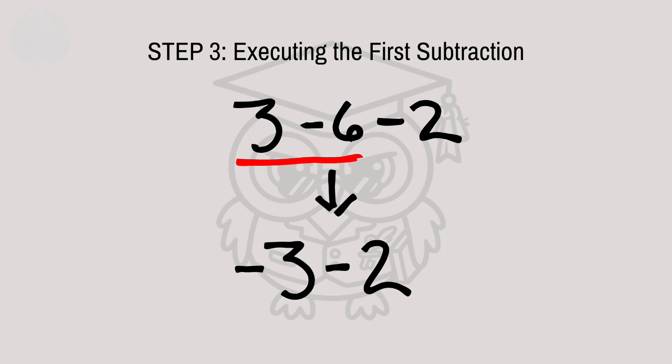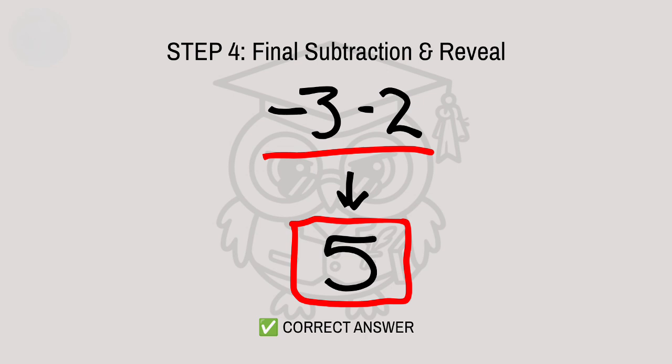Moving 6 units to the left of 3 on the number line drops the value below 0, resulting in negative 3. Bring down the final term to update our running string, negative 3 minus 2. Executing the final subtraction step to complete the problem. Subtracting 2 from negative 3 gives us negative 5.